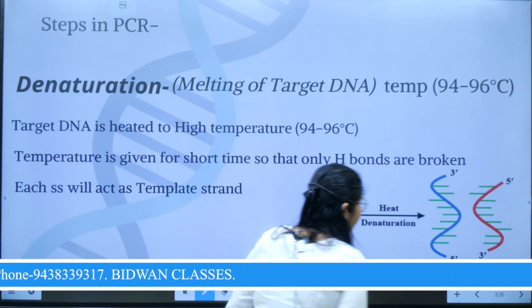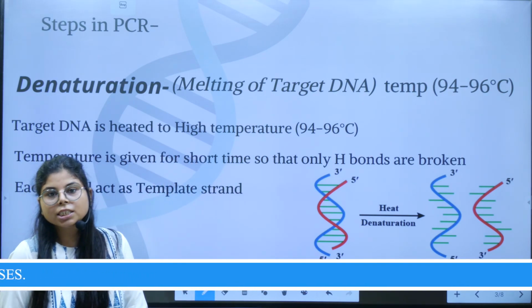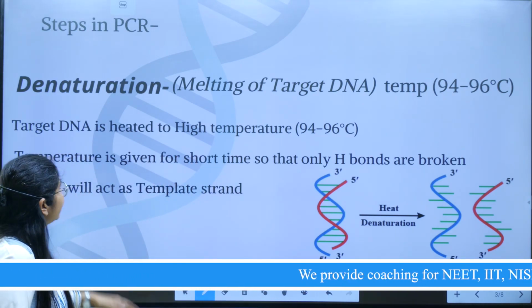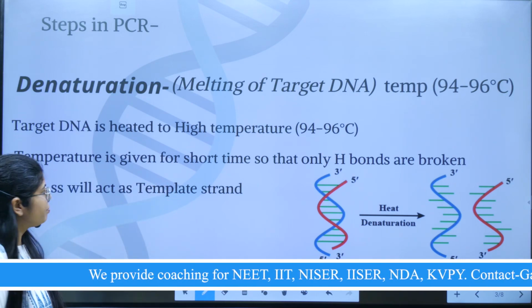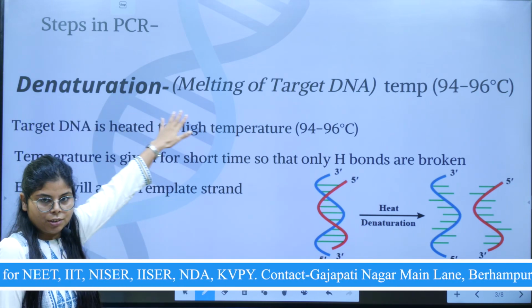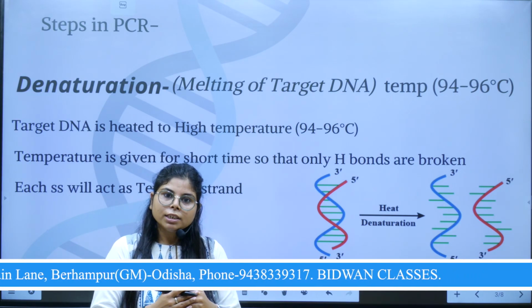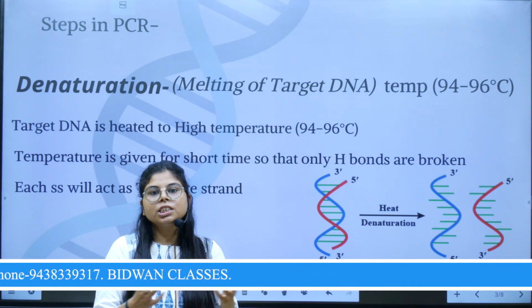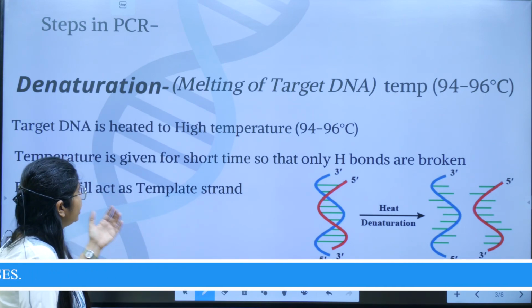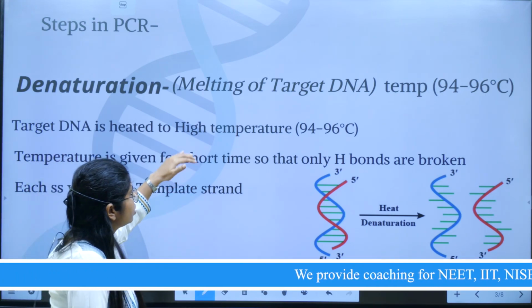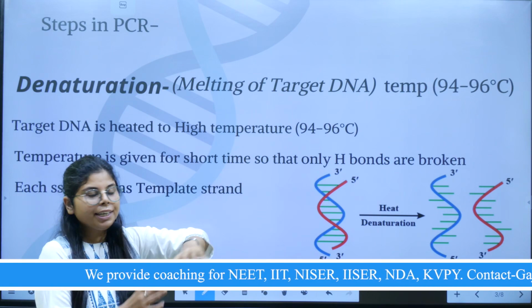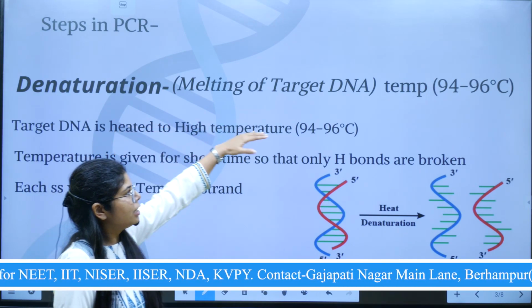Now we'll see how PCR works. Basically there are 3 steps in PCR. The first one is denaturation. What does denaturation mean? You need to denature both the strands of the DNA. In PCR it is basically the melting of the target DNA, and it is done at a higher temperature.